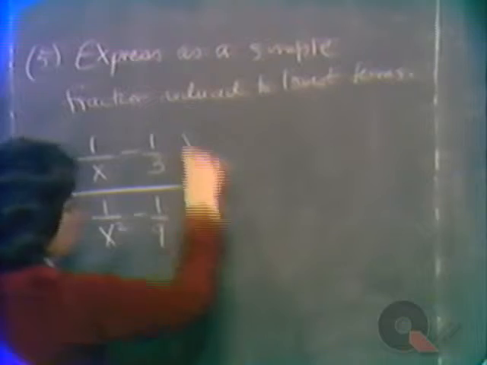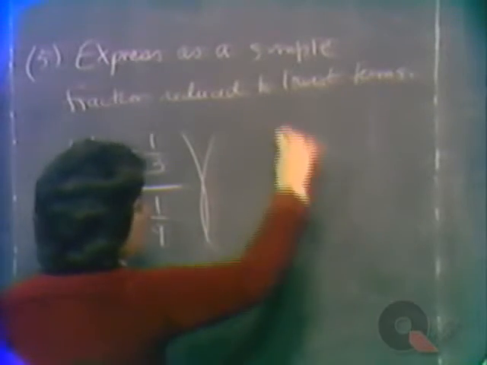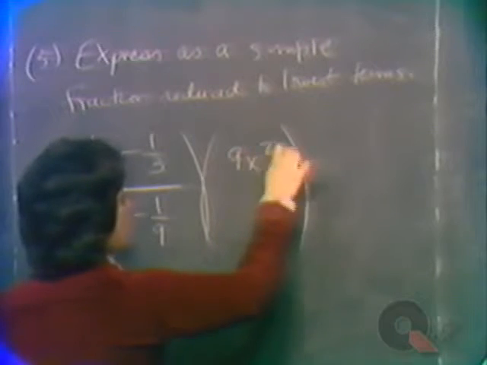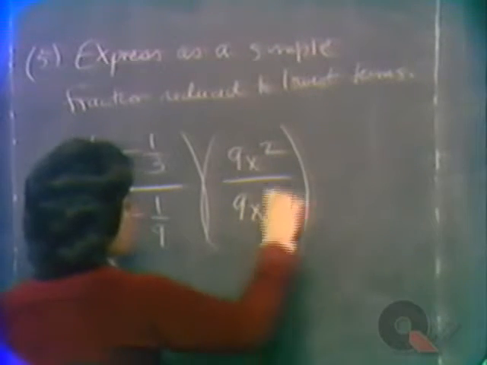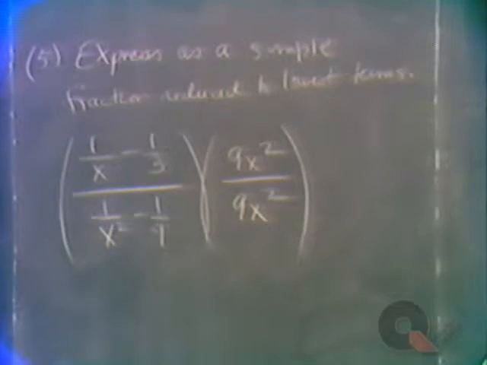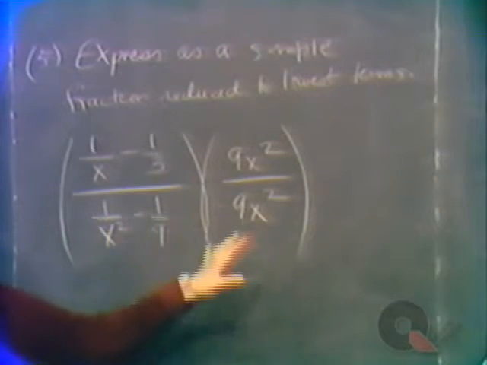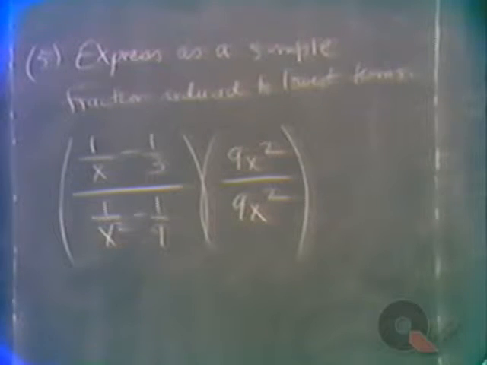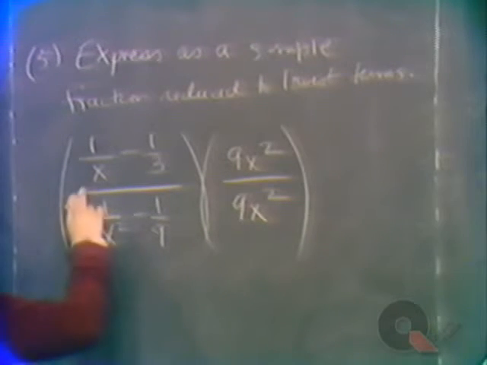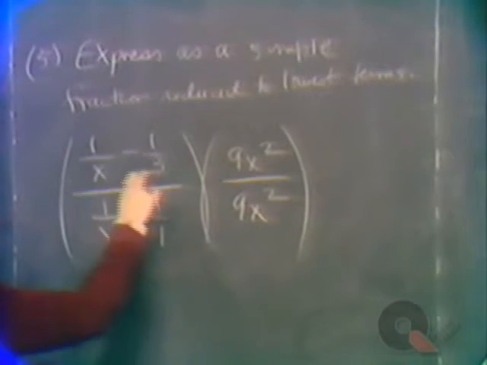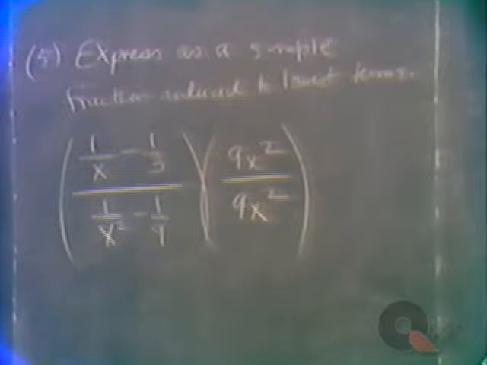multiply by 1 in the form 9x squared over 9x squared. Now, I'm multiplying by 1. If I'm going to get an equivalent fraction, whatever I do to the numerator, I have to do to the denominator as well. So I'm multiplying by 9x squared over 9x squared. 9x squared chosen because it is the LCD for all of the little denominators here. The 3, the x, the 9, and the x squared.